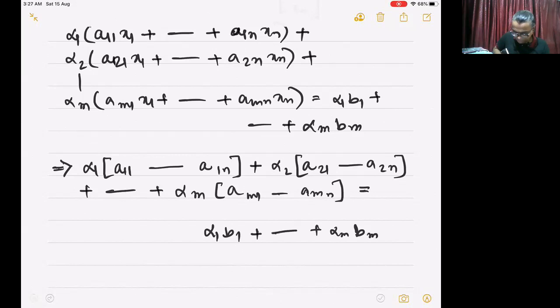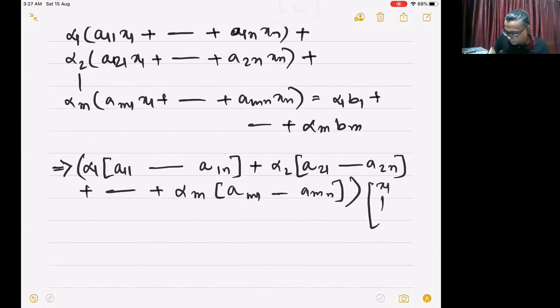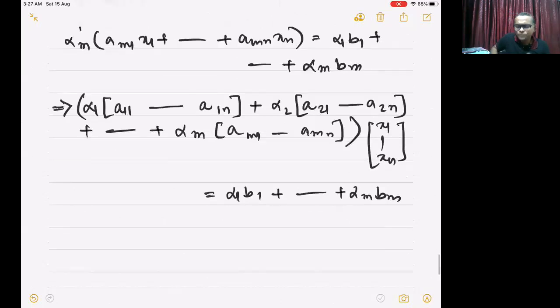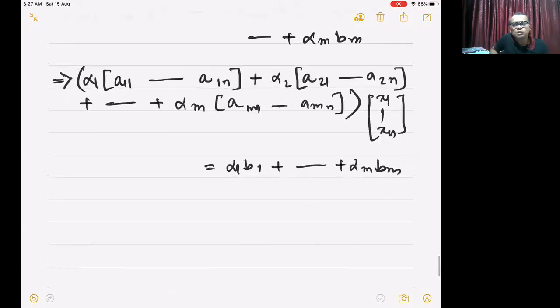Sorry, I missed something in here. Hang on, I'll correct it. Right. Of course, this is a row vector. This row vector multiplies the column vector x1 up to xn. This is equal to alpha 1 b1 plus dot dot dot up to alpha m bm. Does this make sense? So this is a linear combination of rows. Linear combination of rows and linear combination of columns is something I'm sure you have already seen before.